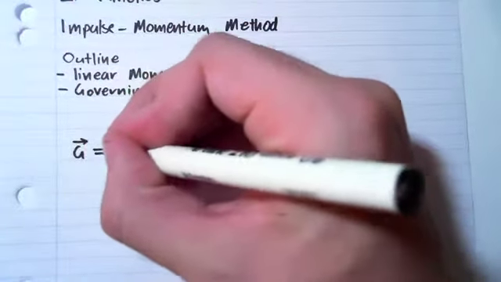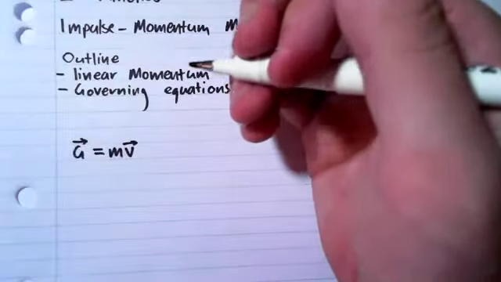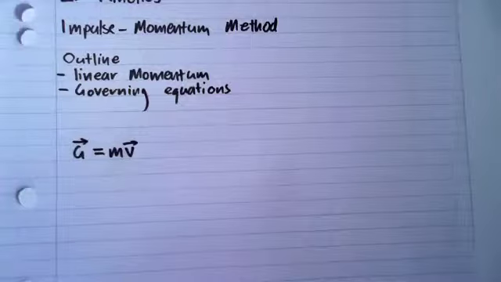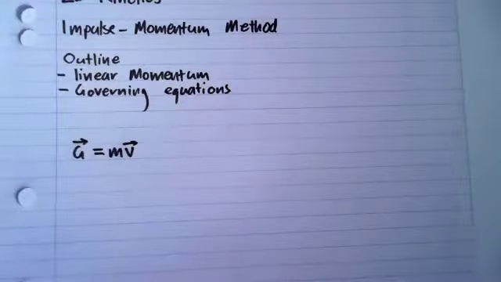linear momentum is equal to the mass times velocity, which is the principal equation for momentum. It simply states that the linear momentum of a particle, or in this case a rigid body, is simply the mass of that body multiplied by the velocity of the body.